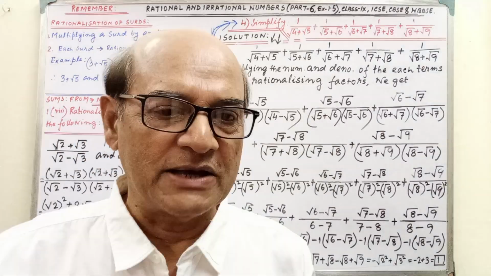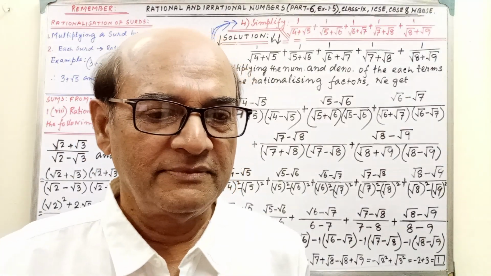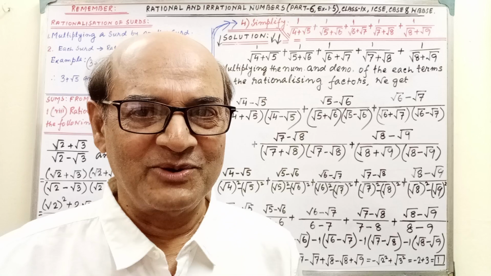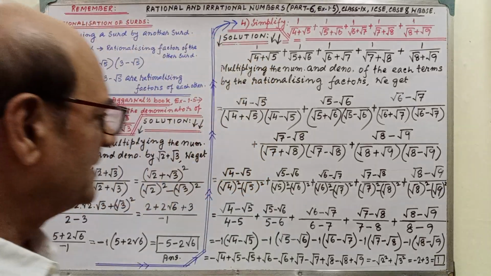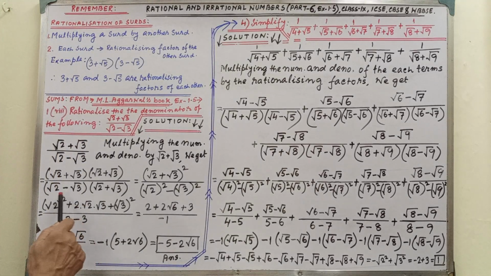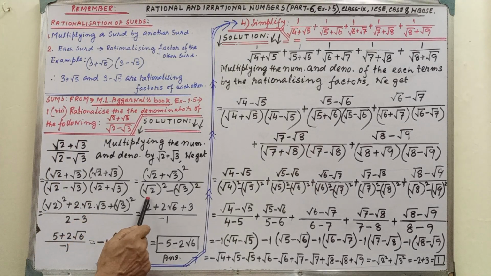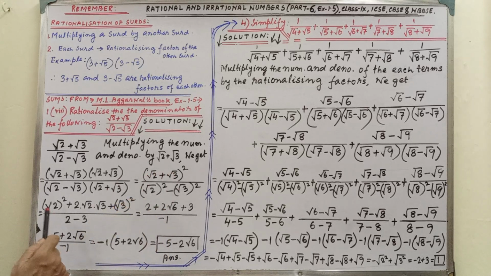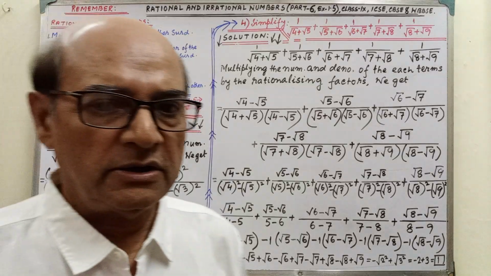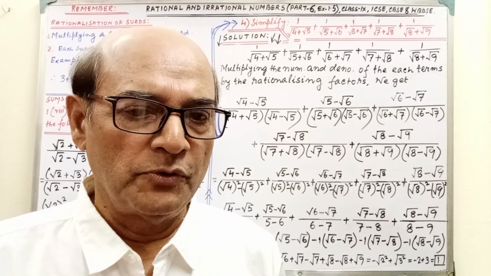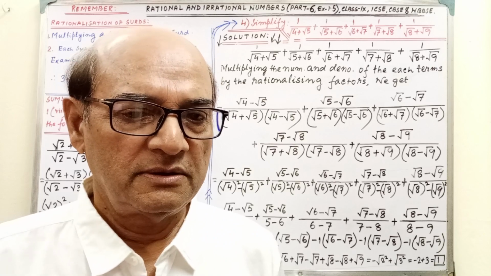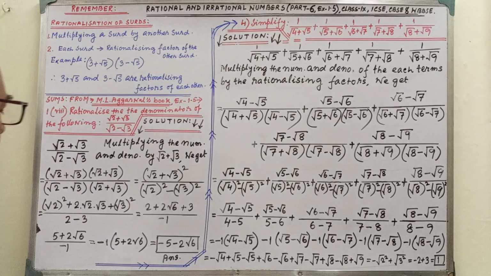Yes, Mowli, a plus b into a minus b equals what? Yes, a square minus b square. You must remember all the formulas you have learned in expansion. A minus b into a plus b is a square minus b square. Now a plus b whole square, Rupam, is a square plus 2ab plus b square.